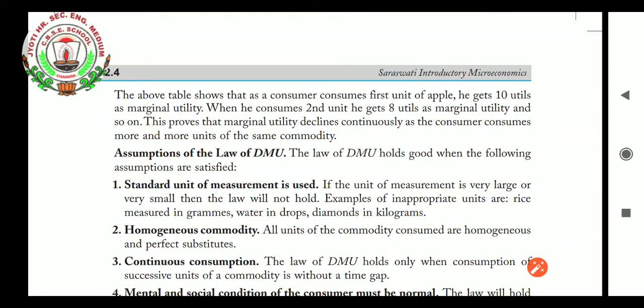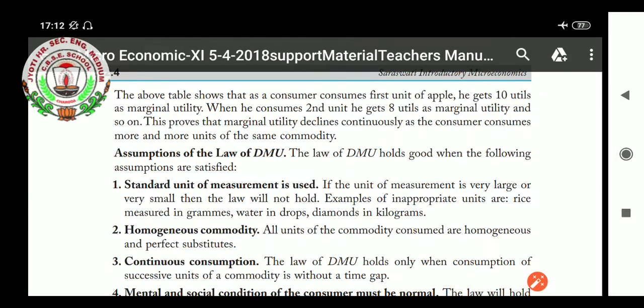The above table shows that as a consumer consumes the first unit of apple, he gets 10 utils as marginal utility. When he consumes the second unit, he gets 8 utils as MU, and so on. This proves that marginal utility declines continuously as the consumer consumes more and more units of the same commodity. It is common for us when we are getting anything the first time. It is giving less satisfaction level to us as we want more. But when we start consuming more and more units of the same product, definitely our satisfaction level goes down, and in a situation we will stop consuming that type of goods another time. It is known as the law of diminishing marginal utility.